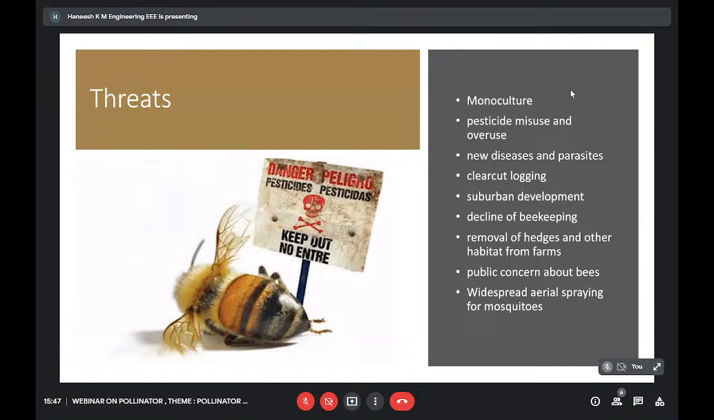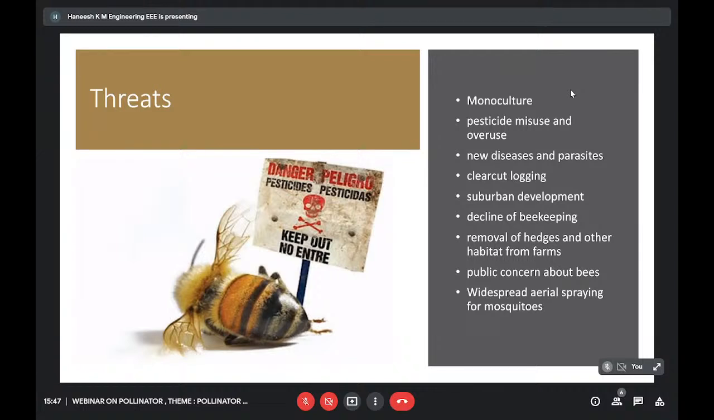And also there is public concern about bees. People have some natural fear of bees. Whenever they find a beehive in a building or somewhere, the first thing people try to do is burn the beehive out, or they somehow push the bees from that place to somewhere else.